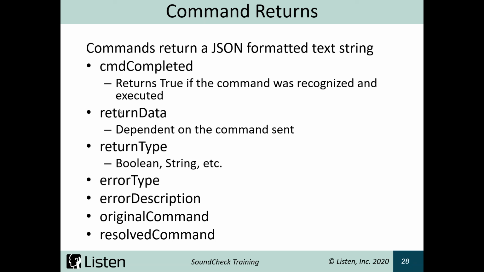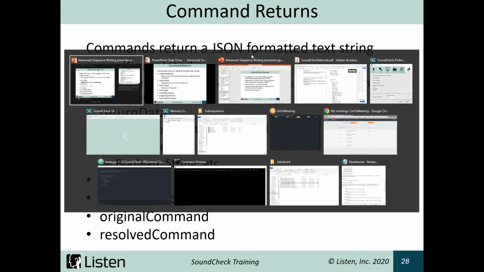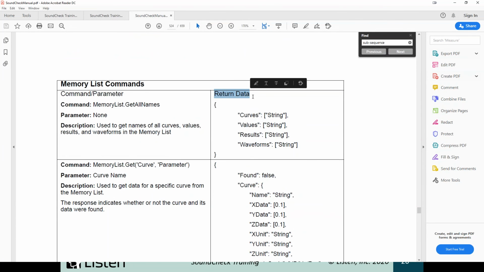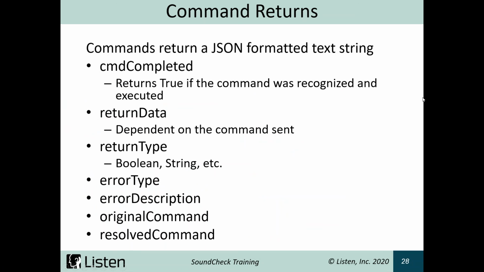Return data is dependent on the command set. This is what we were just looking at when we were in the manual. This return data over here, whatever the command we send is, if it has any return data, will get filled in to the return data. Same thing with return type. If there's a type that's getting returned, it's going to tell you that.